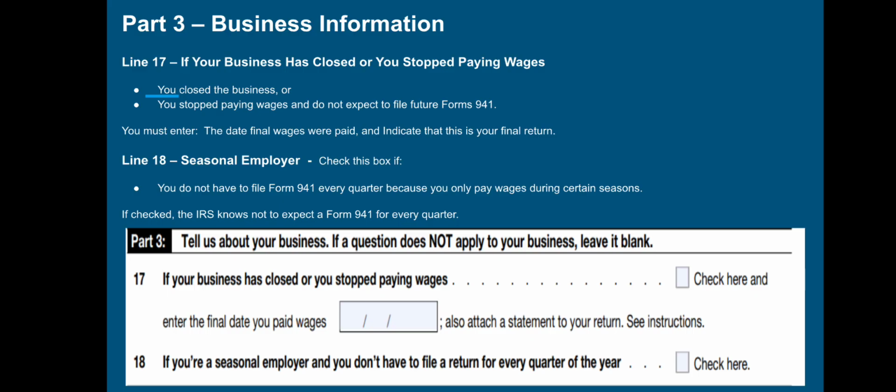On line 18, if you are a seasonal employer, for example, you are living in Alaska and you can do the business only 6 months due to weather conditions, check this box if you do not have to file a 941 form every quarter because you only pay wages during certain seasons. If checked, the IRS knows not to expect a Form 941 for every quarter.